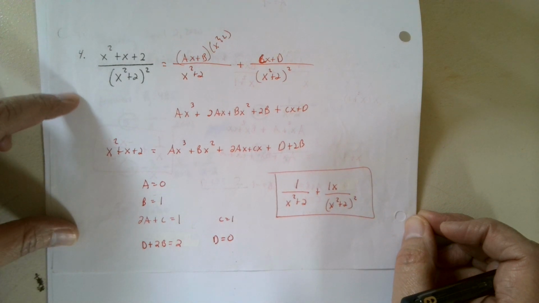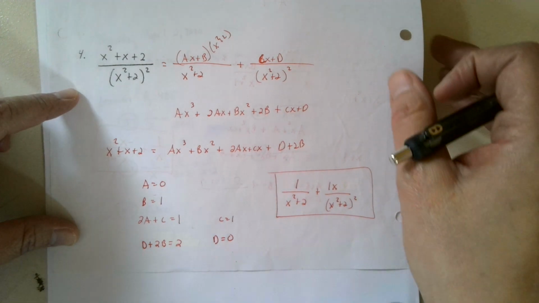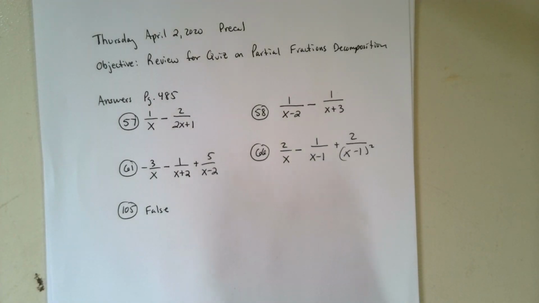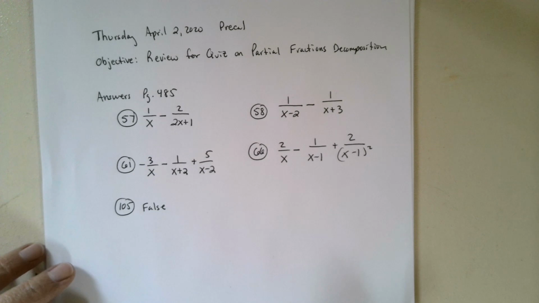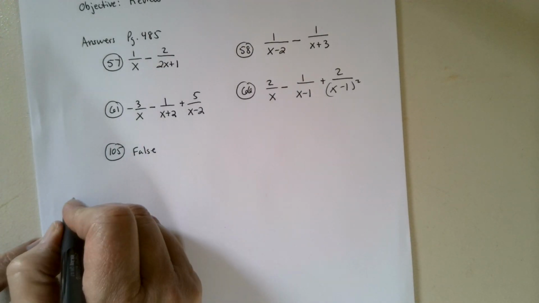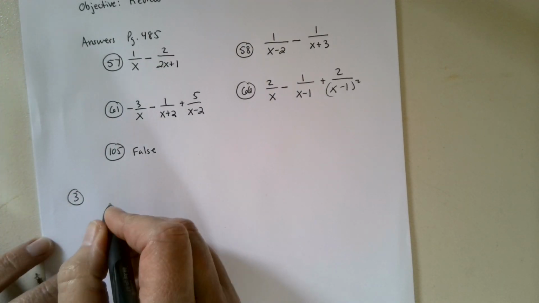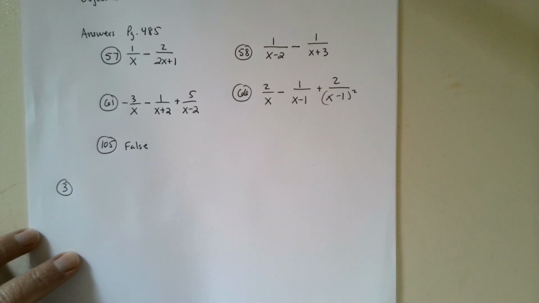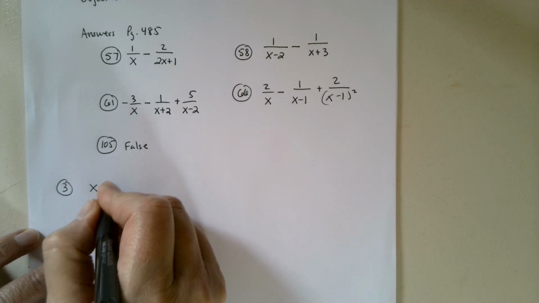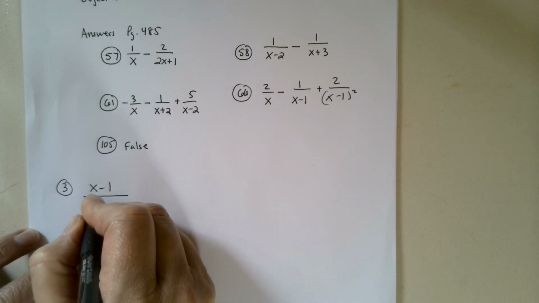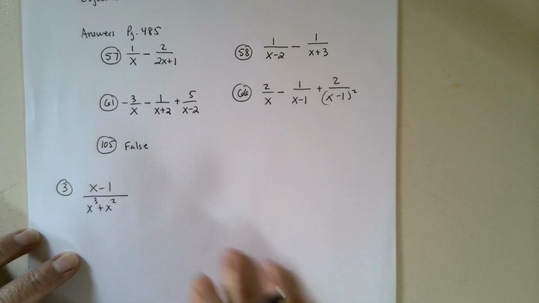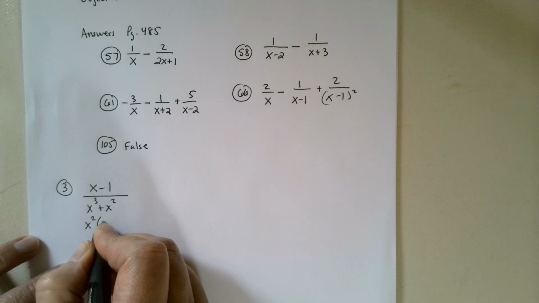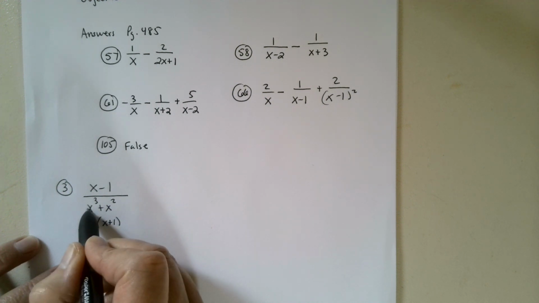And I'm going to work number 3 for you, just to kind of review, and talk a little bit more about that x squared not really being a quadratic. So this is number 3 from your worksheet. So we have x minus 1 over x cubed plus x squared. So our first step is to factor. So I'm going to take out the x squared, and that leaves x plus 1.